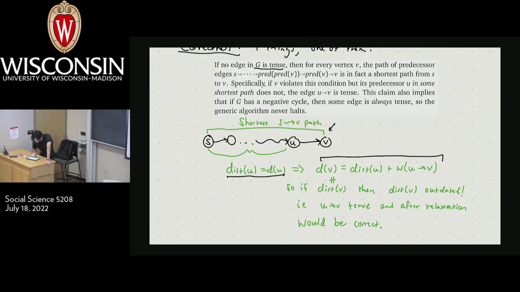But this will also be equal to d of V. If it wasn't, that means distance of V is outdated. But if it was outdated, this edge would be tense, which is a contradiction. We're assuming nothing's tense. So if nothing's tense, then, using induction, we have the shortest path for V correctly stored in that parameter distance of V. Okay?